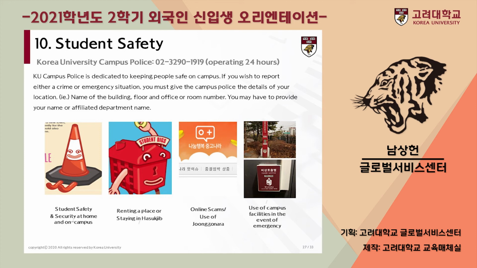Also, as the picture on the far right shows, through our university campus, we have emergency bells installed. Also, in case of an emergency outside of the university campus, for police, call 112. For fire, call 119. And just as a simple tip, if you were to go and sign a contract for housing, you should go with a local Korean friend or an international friend who has been living in Korea for a long time to avoid potential scams, if possible.